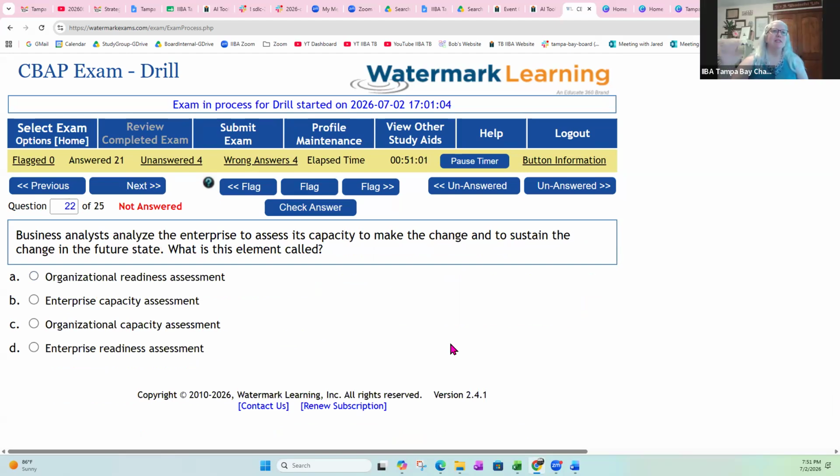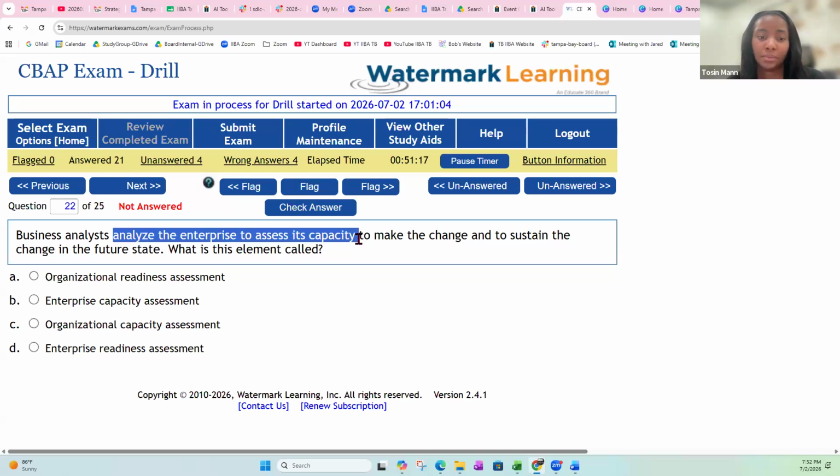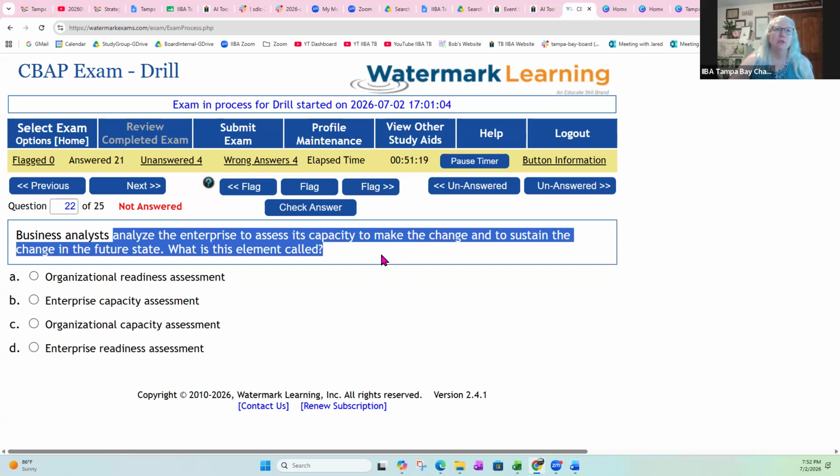Business analysts analyze the enterprise to assess its capability to make change and to sustain the change in the future state. What is this element called? To assess the capability, analyze the enterprise to assess its capability to make the change. Capacity. Is that organizational or enterprise? It's enterprise readiness assessment.